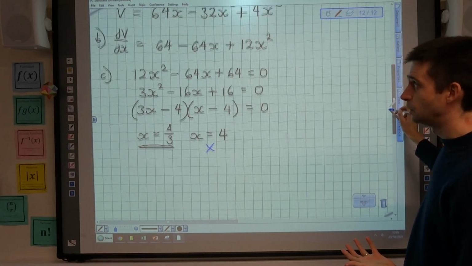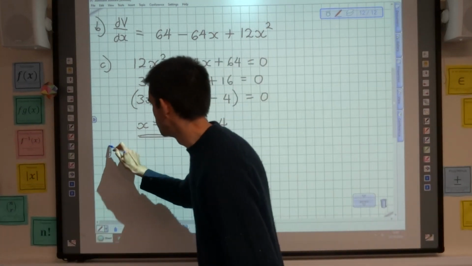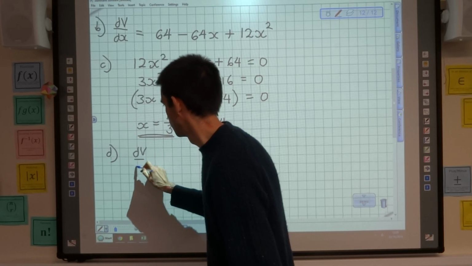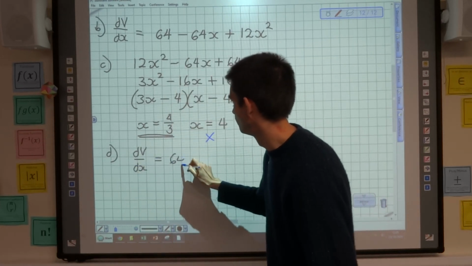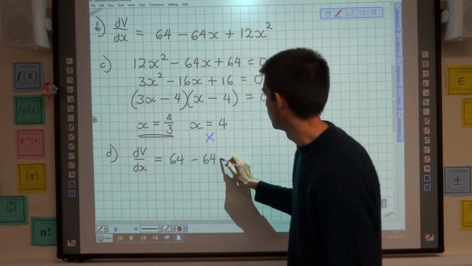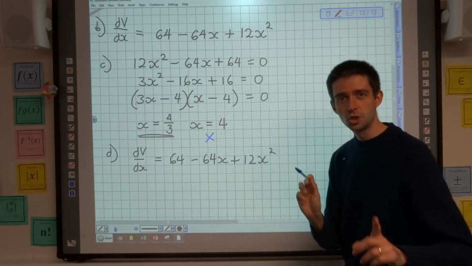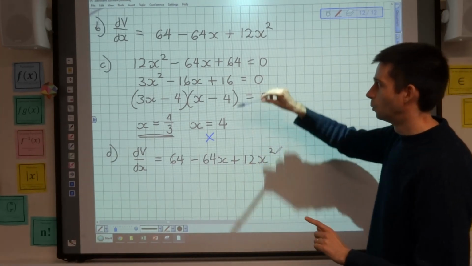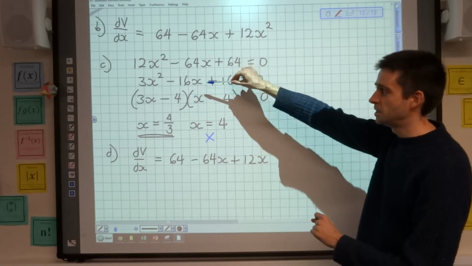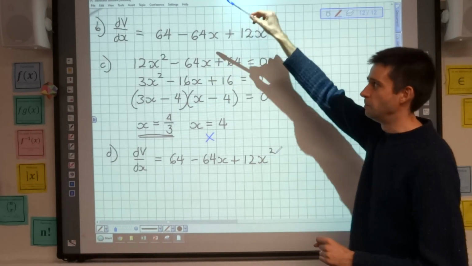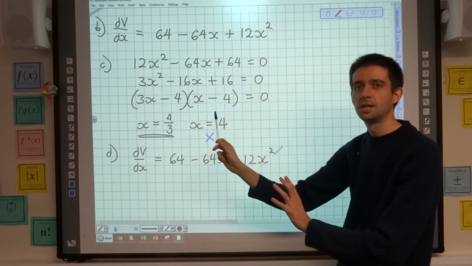So a maximum value of v. We have to demonstrate that this is a maximum, and the way that we do that is to use the second derivative. So we know that dv/dx is 64 minus 64x plus 12x squared. It's just a pitfall here that we've got to be aware of. We divided this through by 4 to make the equation easier to solve, but this is not an expression for dv/dx.